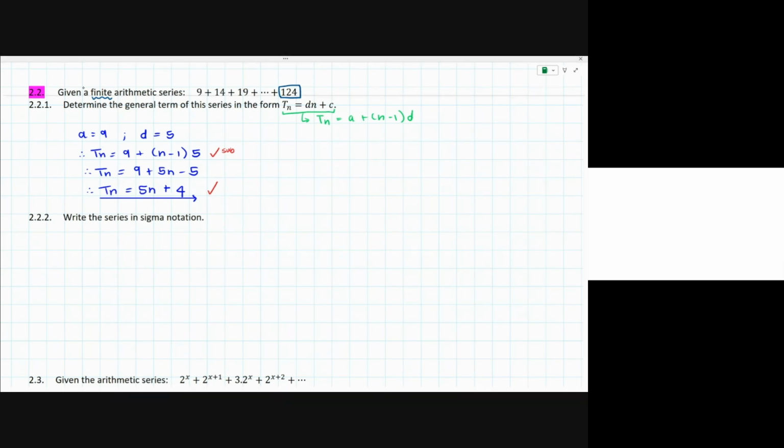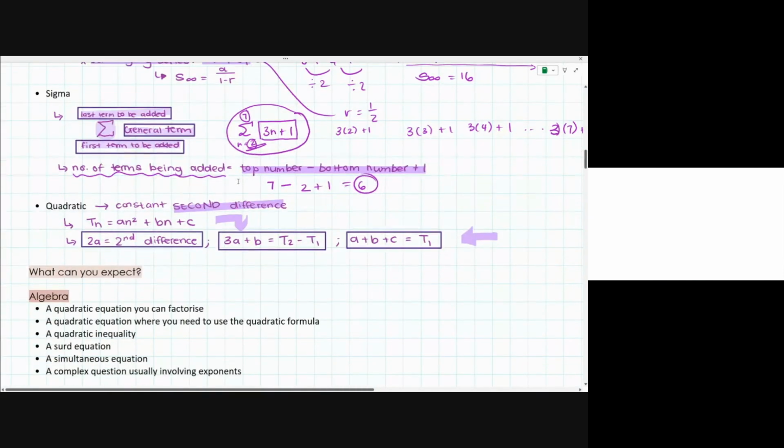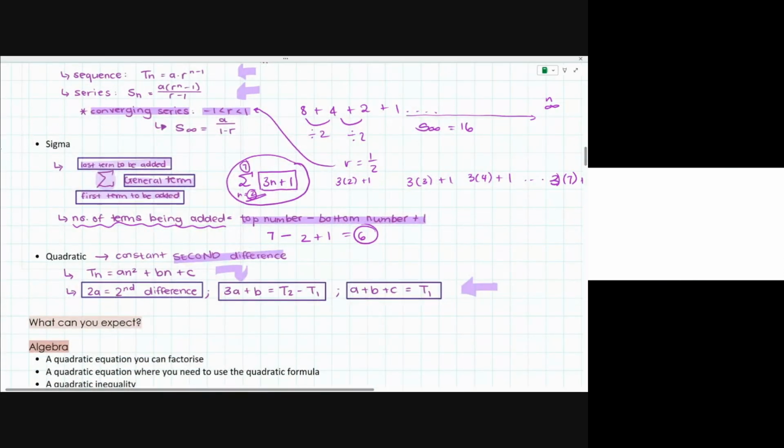2.2.2 is not a hard question. It's just because it's asking us for sigma notation. Again, sigma notation is just something that we struggle with a little bit in sequences and series. So it's asking us to write the series in sigma notation. It's not asking us to find the sum or anything like that. It's just asking us to write it in sigma notation. And so what that means is we need to go back to our summary notes where I spoke about what sigma notation actually is and what each of the elements of sigma represent.